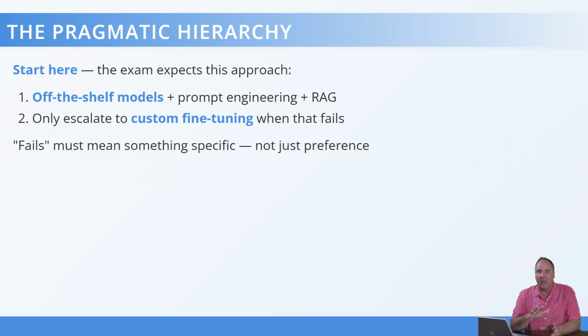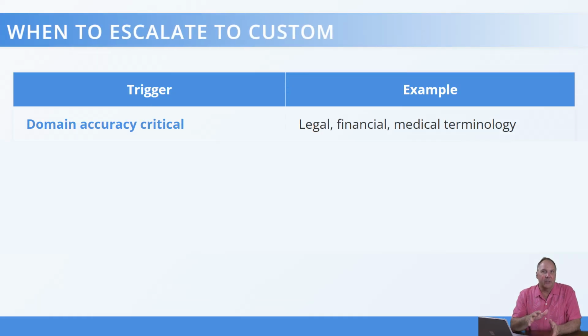And fails has to mean something specific. Domain accuracy is critical, of course. Legal terminology, financial jargon, medical language. If generic models consistently get your specialized vocabulary wrong, that's when you consider fine-tuning. Not because your boss thinks custom sounds impressive, but because the accuracy requirement demands it.